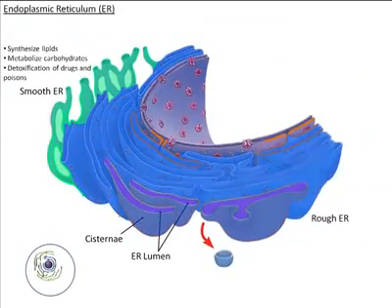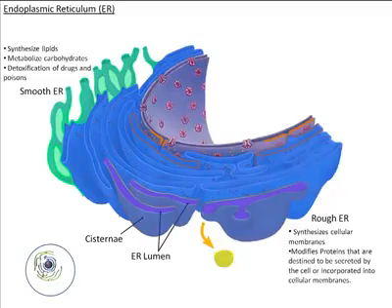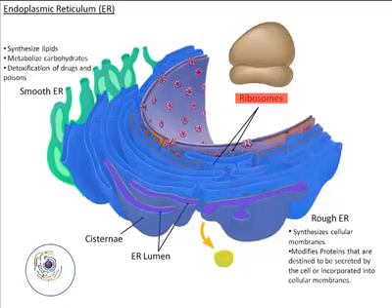The rough ER, shown here, is responsible for synthesizing cellular membranes and modifying proteins that are going to be secreted from the cell. Now the way that this works is that proteins are fed into the lumen of the ER by ribosomes that attach to its surface. As ribosomes translate mRNA, they feed the newly synthesized protein into the lumen of the ER, where it's then modified before it's sent off to the next organelle called the Golgi apparatus.